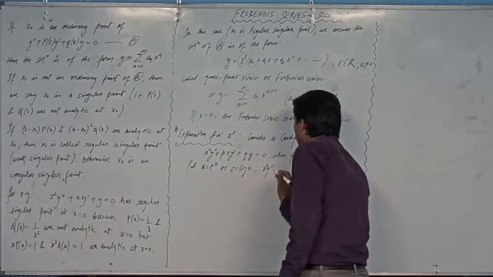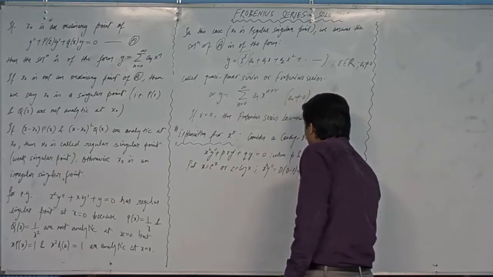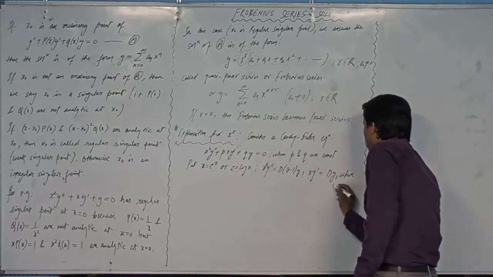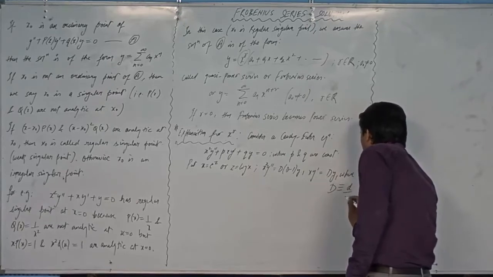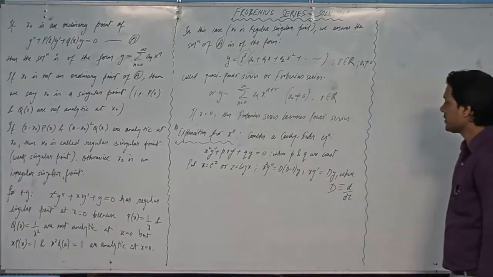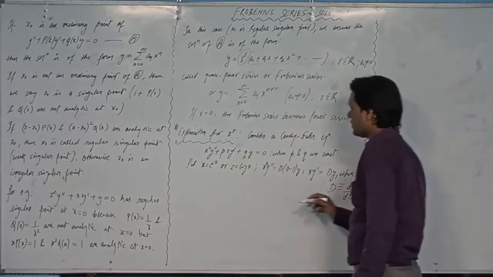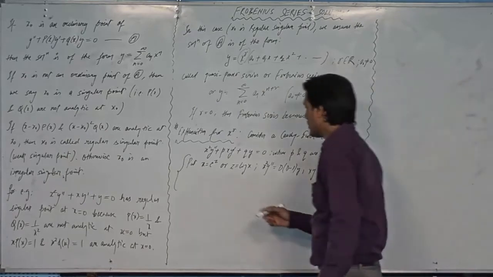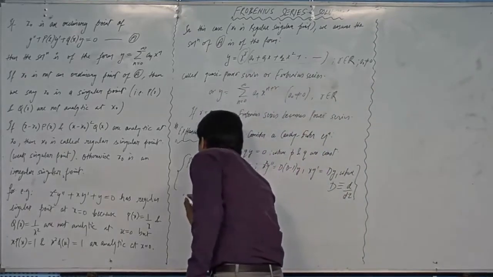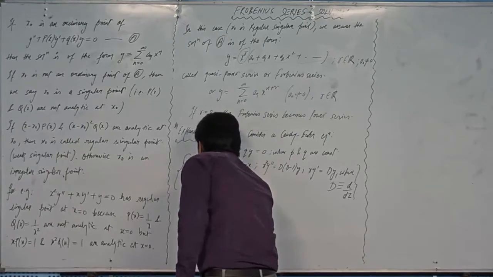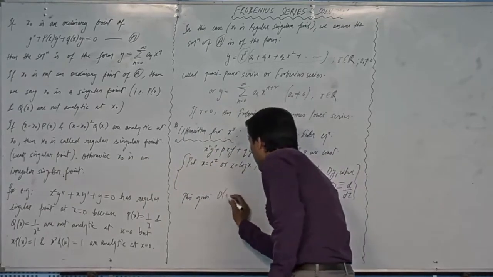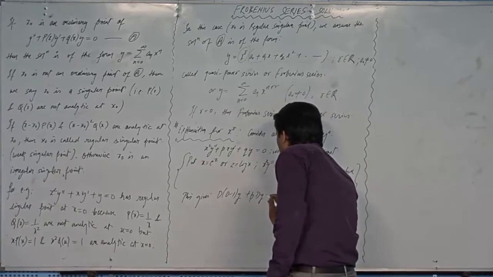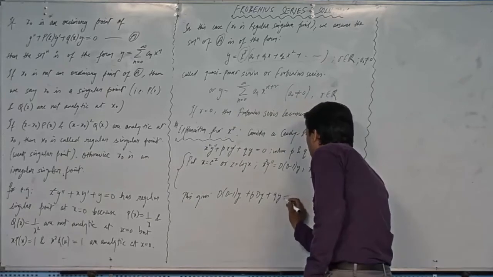And x square y double dash is replaced by D(D minus 1)y, and x y dash is replaced by Dy, where D is the differential operator d over dz. You already know this substitution. If I substitute these in my differential equation, the first term becomes D(D minus 1)y, the second term becomes p times Dy, and the third term becomes qy equal to 0.